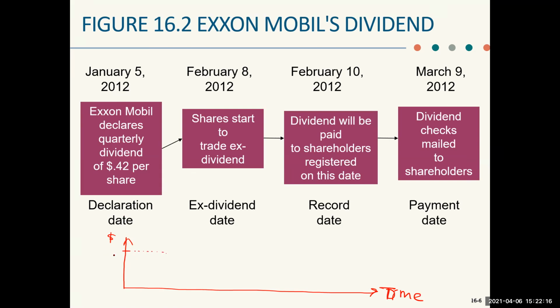I don't know what the price for Exxon at that date was. Let's say $100. Okay. And the dates here are before January 5. And what happens is that until February 8, the stock will trade at this $100 level. Here is February 8.